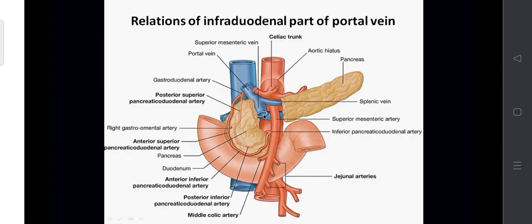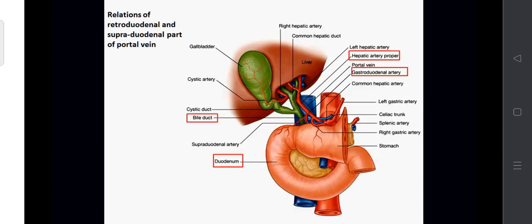The relations of infraduodenal part. Here we have removed the duodenum first part and part of neck of pancreas. So here is the formation of portal vein. This is the portal vein. It is lying posterior to the neck of pancreas and anterior to the inferior vena cava. While relations of retroduodenal and supraduodenal part.